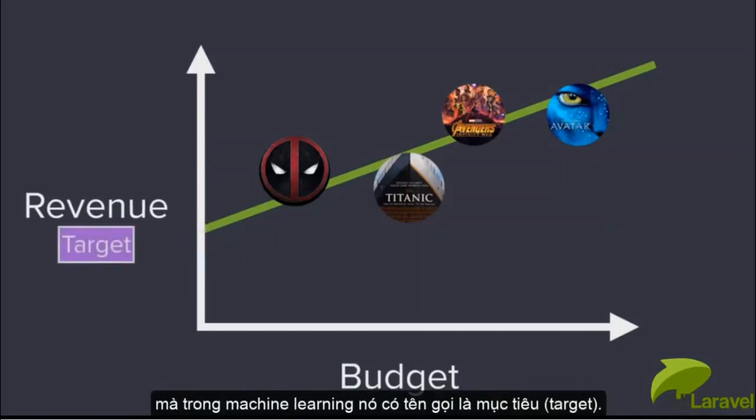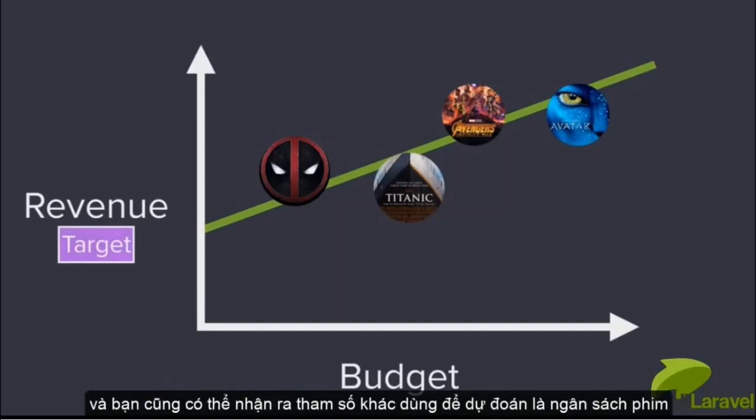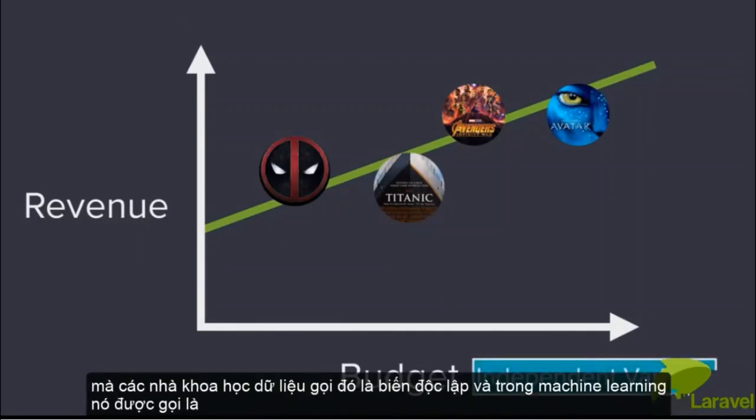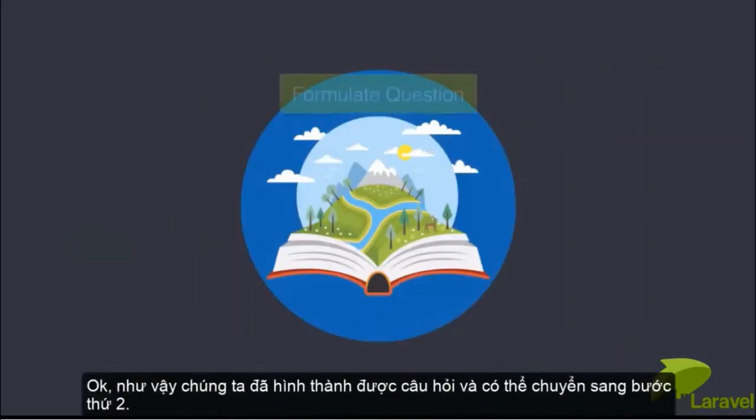And in machine learning, this would be called the target. Also, we can identify what it is that we're using to make the prediction, namely the movie budgets. A data scientist would call the budgets the independent variable. And in machine learning, this would be called a feature. So now that we've formulated our question, we can move on to step 2.